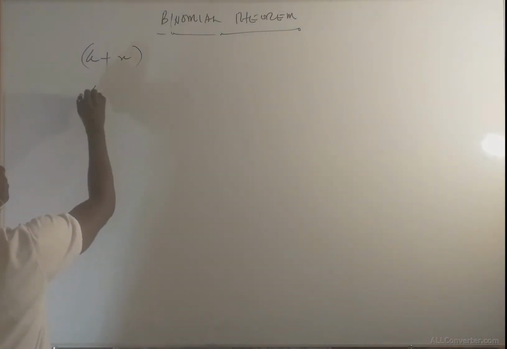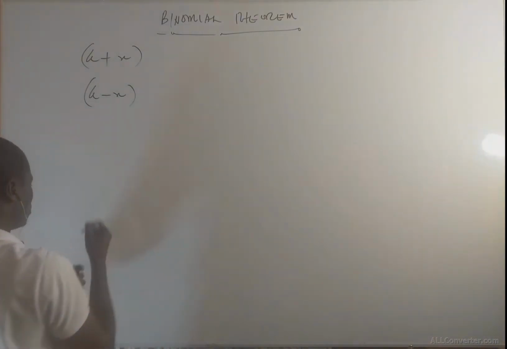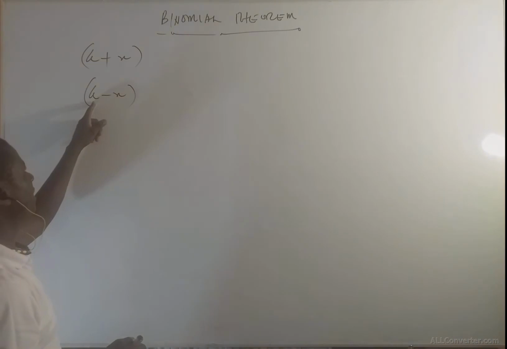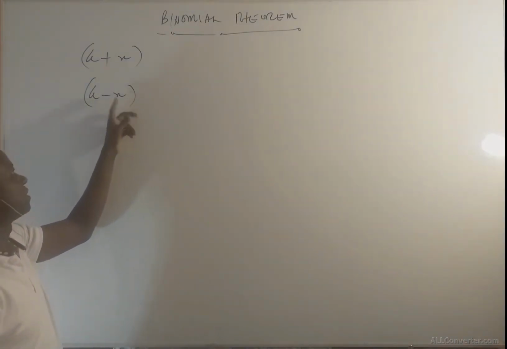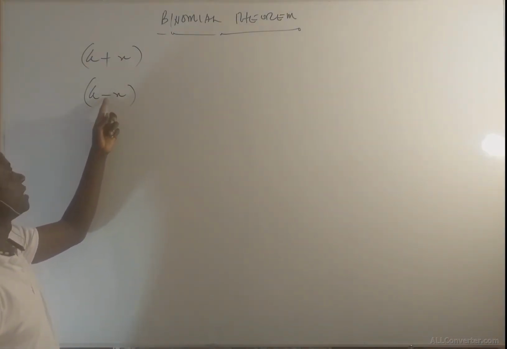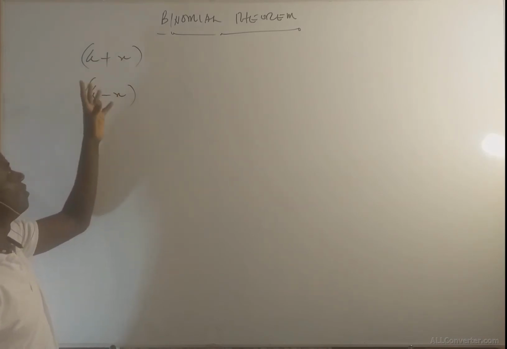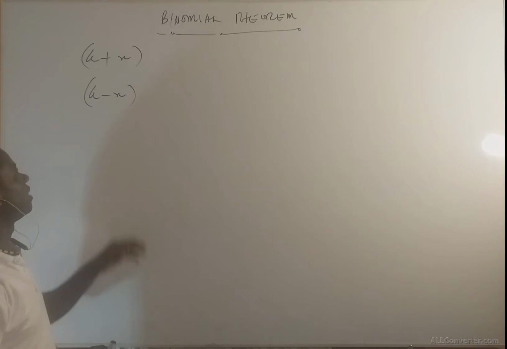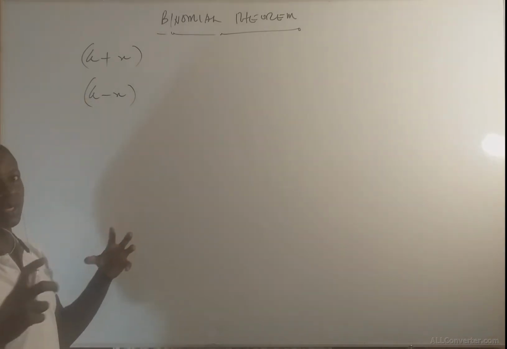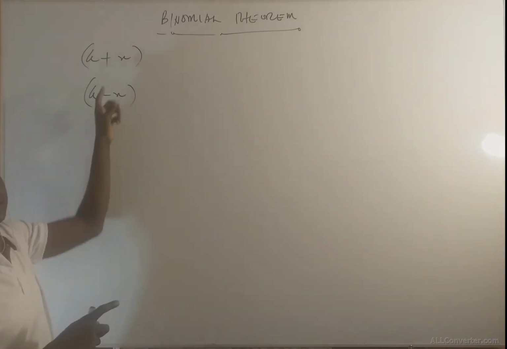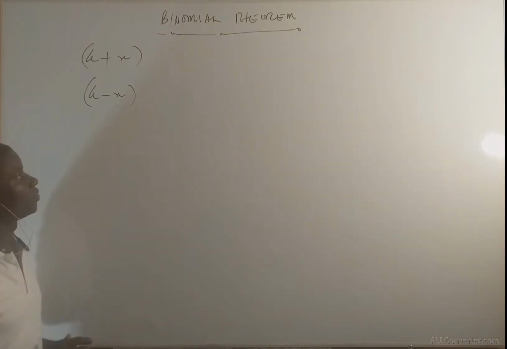Or you can have a minus x. This is also a binomial because a is a term, x another term. So the two terms are combined with the minus sign, or the two terms are combined with the plus sign. So when we talk about binomials in general, it's a mathematical expression that is connecting two terms with either the plus sign or the minus sign. So take note of that.